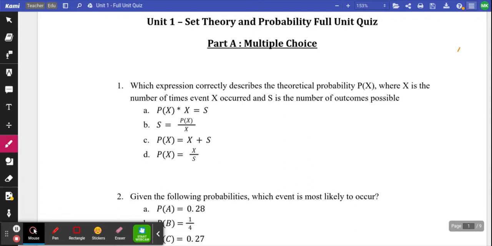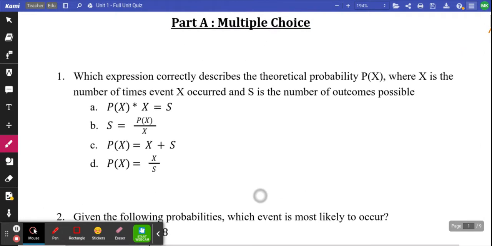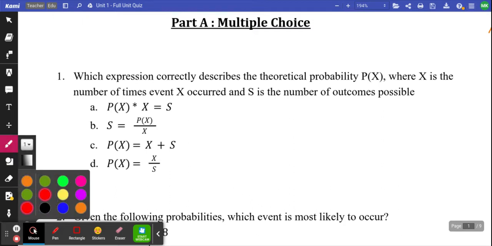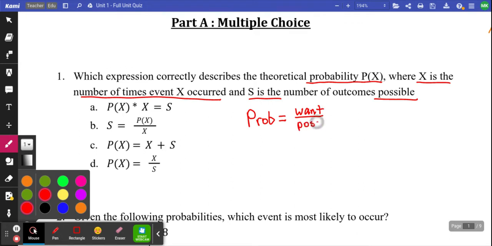Number one, which expression correctly describes the theoretical probability where x is the number of times event x occurred and s is the number of outcomes possible? Okay, there's a lot of words there, right? So, which expression correctly describes probability where x is the number of times outcome occurred and s is the number of outcomes possible? We know that probability equals what you want divided by what's possible.